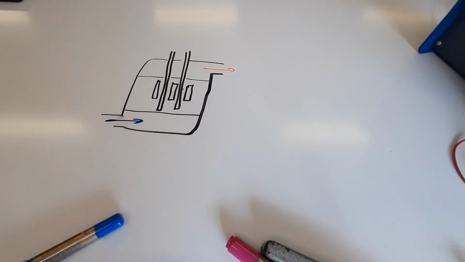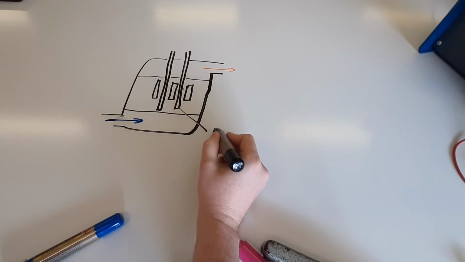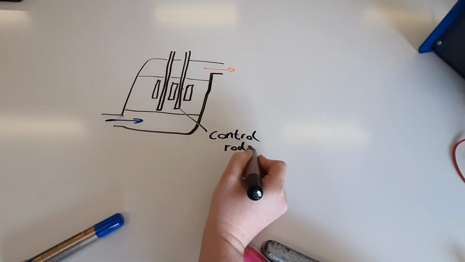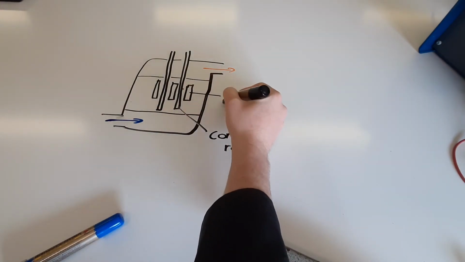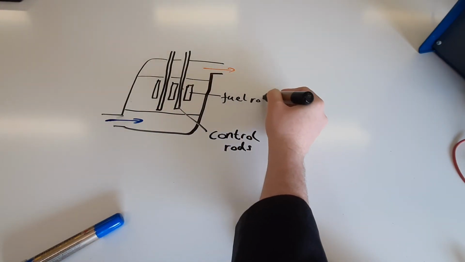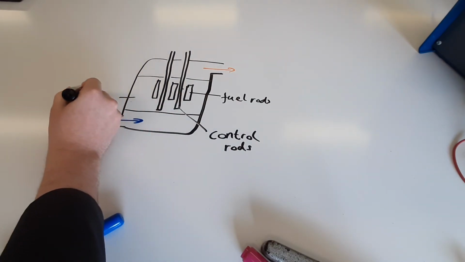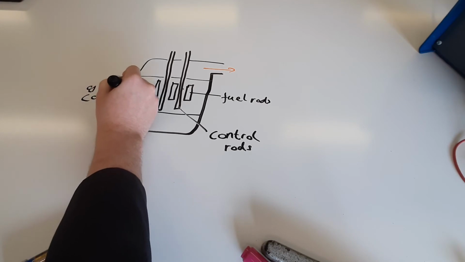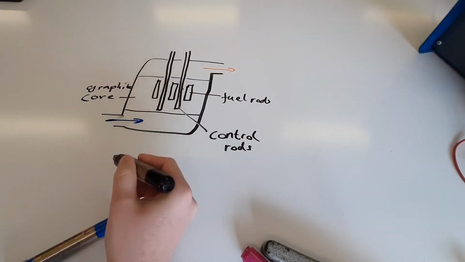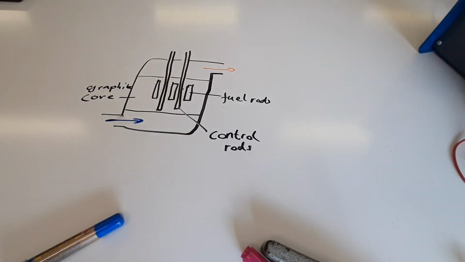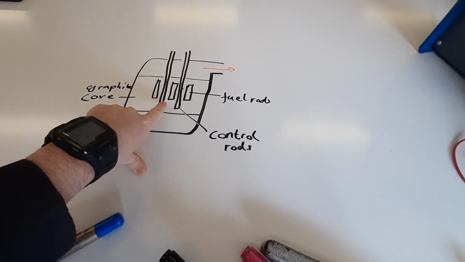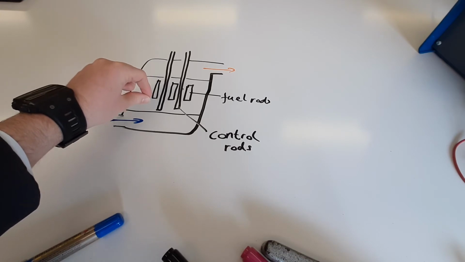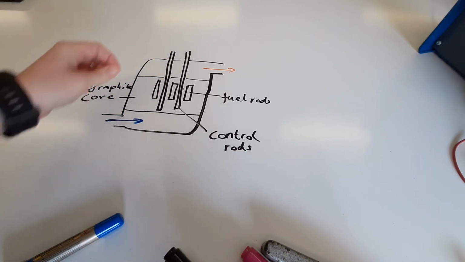So, just to recap, we have control rods, and we have fuel rods, core, usually graphite core, and we have water in, water out. So if this thing gets too hot, you push your control rods in to absorb more neutrons to slow down the reaction. If this thing gets too cold, then you pull them out to actually make the reaction happen a bit faster.